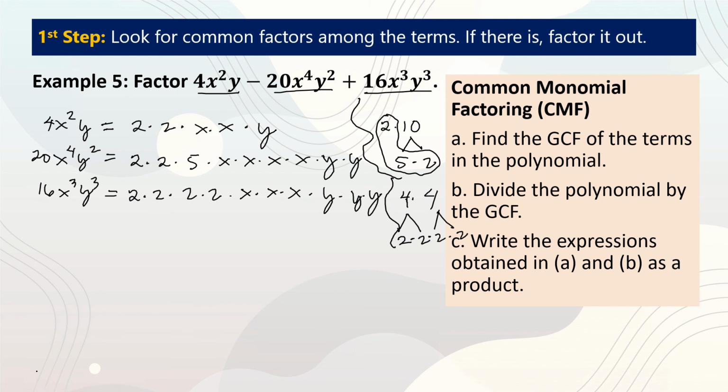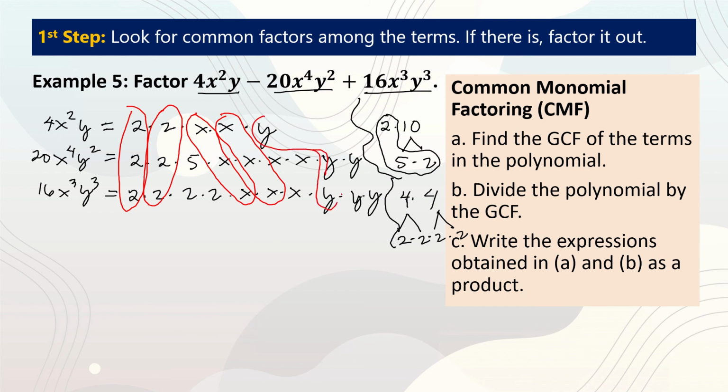And we find the common factors. That would be 2, another 2, and it must be in the 3 terms. Another x, another x. Then lastly, one set of y. That would be 2 times 2 times x times x times y, which will give us a GCF of 4x squared y. We're done with step 1.